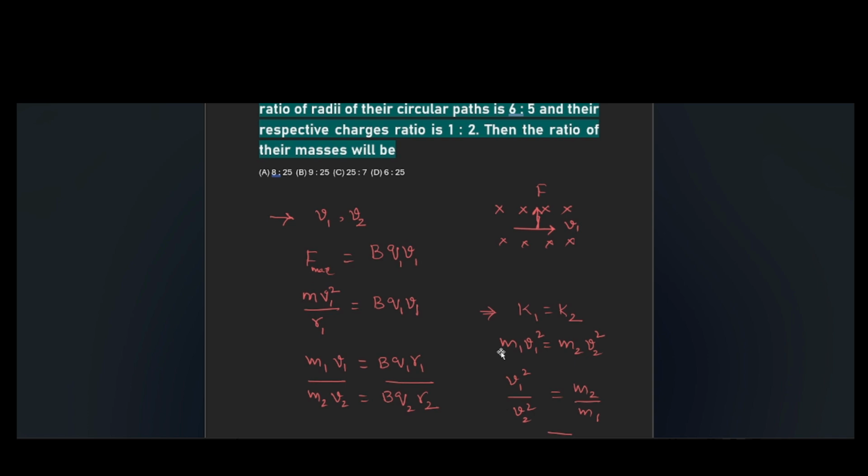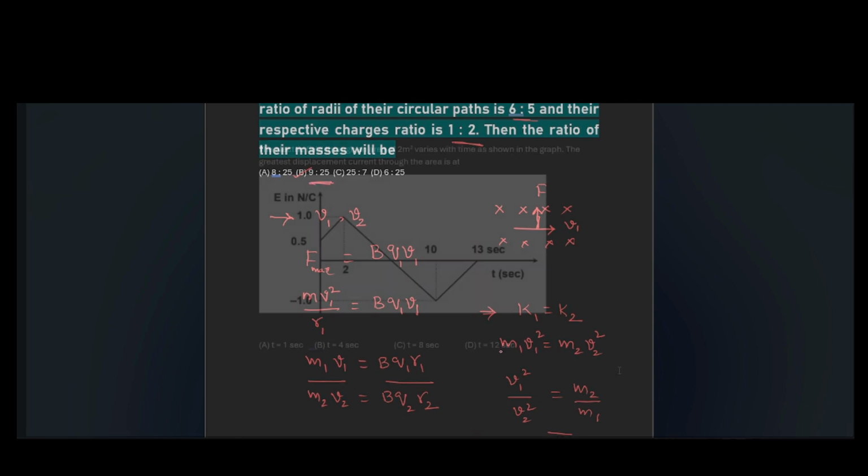Data given in this: the charge ratio is given as 1 is to 2, and the radii of the circular paths are given as r is 6 is to 5. Clear? So do it. The answer should be 9 is to 25. You have to get it. The final answer is 9 is to 25. This answer you should get.